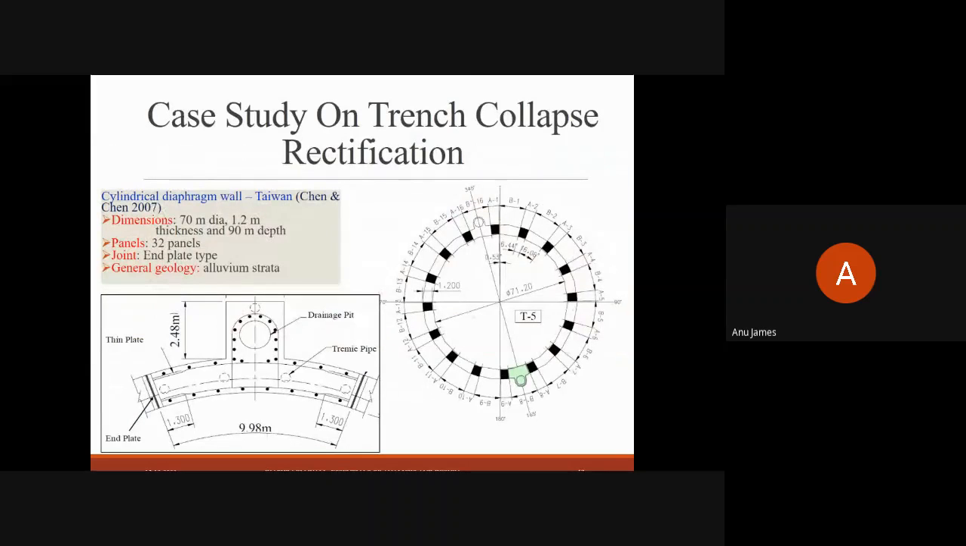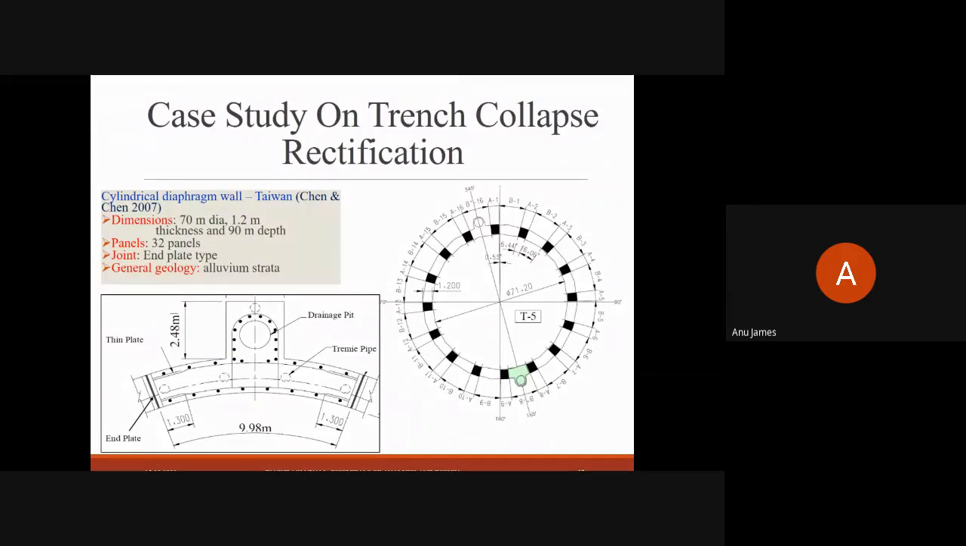So we can consider a case study on a trench collapse of a cylindrical diaphragm wall system. This diaphragm wall collapse was reported in Taiwan, according to literature. It was a cylindrical diaphragm wall with a total diameter of 70 meters. Total depth of the diaphragm wall was 90 meters. The wall thickness was 1.2 meters. There was a total of 32 panels.